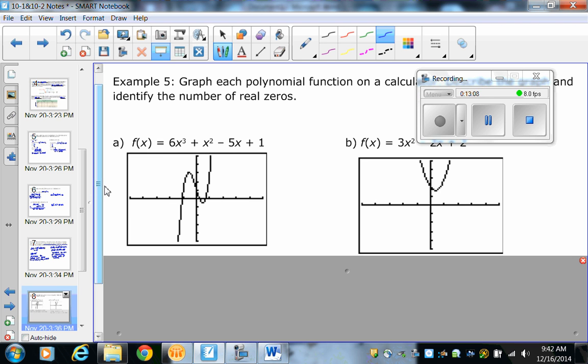So when we read a graph, we always read it left to right. So if we look at this graph and we're reading it left to right, that means we go up, then we go down, and then we go back up. So on this first one, what we would write is that it increases, it decreases, and then it increases again. And then as far as identifying the number of real zeros, look and see how many times you physically see it cross the x-axis. In this case, it crosses the x-axis here, here, and here. So that's 3 times. So we can say that there are 3 real zeros.